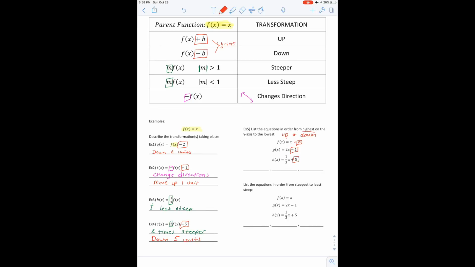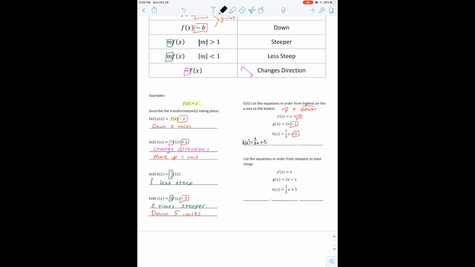So if I want to know which one is the highest, I want to start with the biggest number, because that's going to be our y-intercept. That's where we start the graph. So we want to know the highest on the y-axis. Well, that's going to be the one with the 5. So our highest graph is going to be h of x, which equals 1/3 x plus 5. Okay, that's a 1. The next highest graph, so we've gotten rid of this one. So now between 0 and -1, which number is bigger? 0 is bigger, so that's going to be the next highest one. So f of x is going to be the next graph.